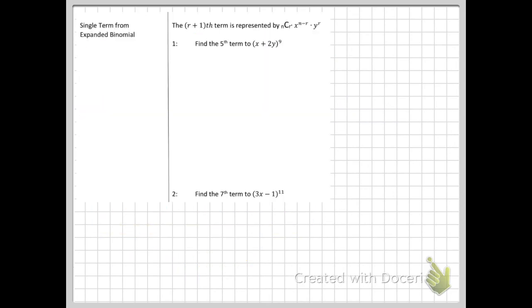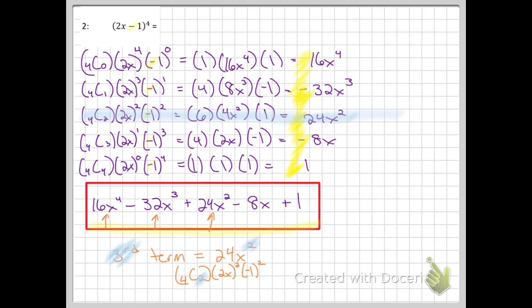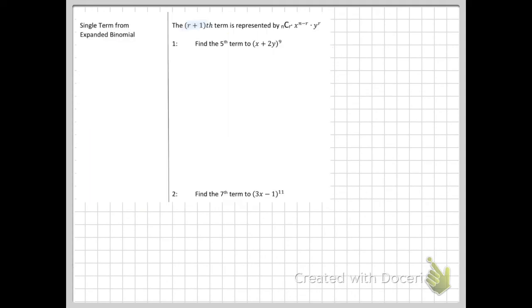So let's look at the ones we're supposed to do. That's why they call it the r plus 1 term, because r is 1 less than the actual term number you're looking for, or the question is asking for 1 more. So let's just jump right in. There's a little formula there if you love formulas.